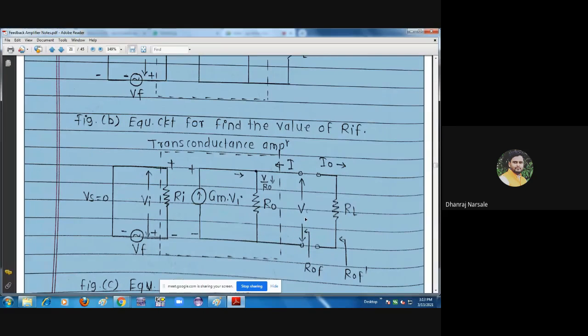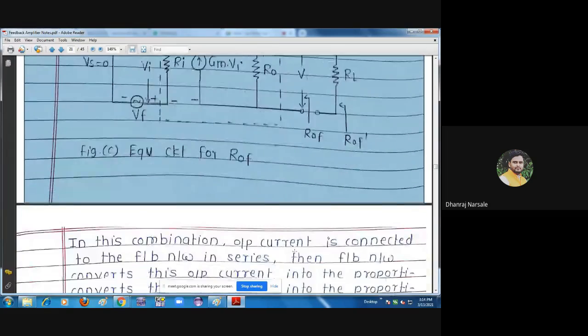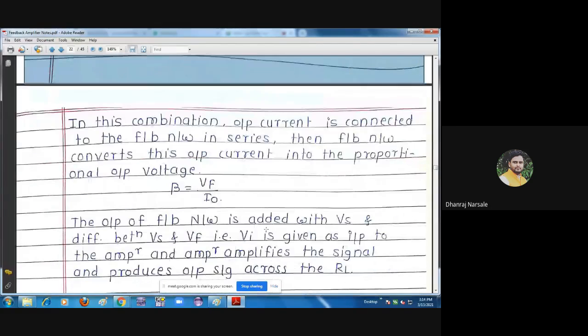If you look into this point, then the output resistance will be ROF. Here we applied the output voltage V and output current I. By considering output voltage V and output current I, the current flowing through this resistance RO, how do we find it? Current means voltage divided by resistance. By considering the voltage V, the voltage drop across this RO resistance, the current flowing through RO will be V divided by RO. Voltage divided by resistance will be the current flowing through this terminal. Then we will see the derivations one by one.